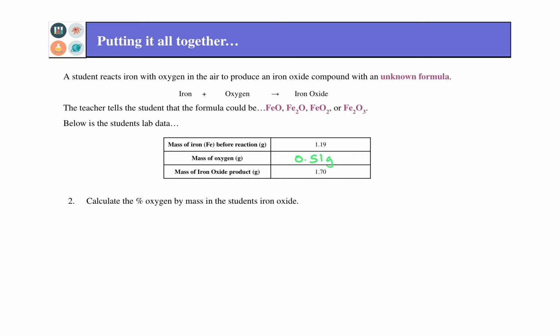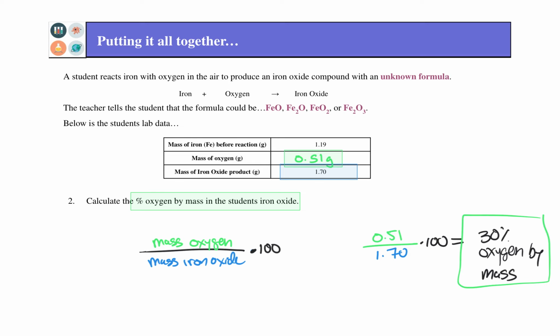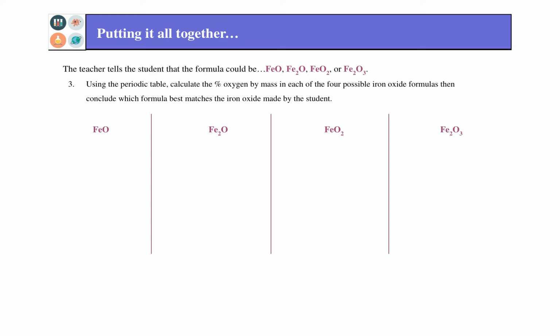Before the student can figure out the chemical formula of the iron oxide, they need to know what was the percent oxygen by mass of the iron oxide they produced. So to do this, we take the mass of our oxygen, 0.51 grams, we divide it by the mass of our iron oxide, 1.70 grams, multiply it by 100 to make it a percent, and we find that we have 30% oxygen by mass. Now we simply have to match our lab data to one of the 4 possible compounds.